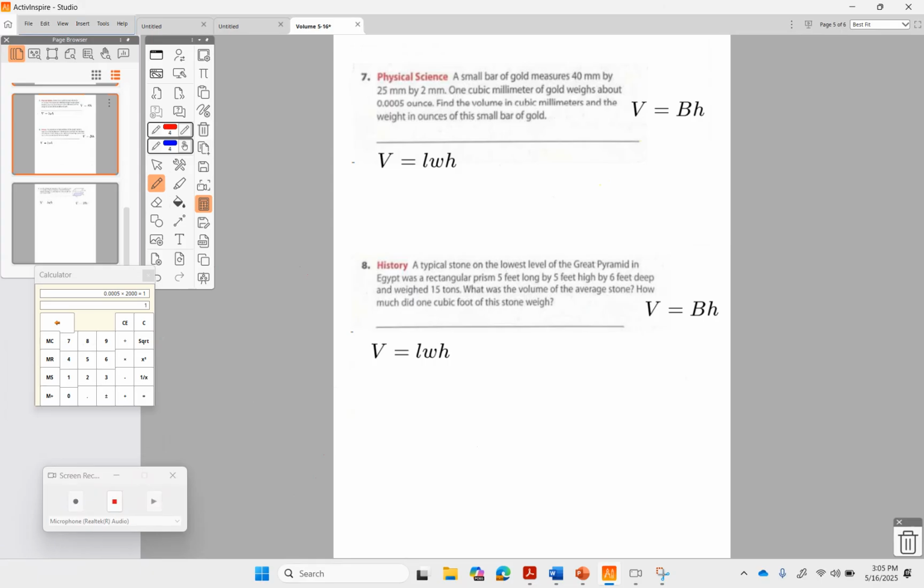A typical stone on the lowest level of the Great Pyramid of Egypt. Okay, so remember we have like the pyramid and here are the stones. So we're going to just talk about one stone. Was a rectangular prism, 5 feet. Oh, so let's move this over here. So it actually would look like that, right? It'd be 5 feet long. Oh, now they're going to tell me by 5 feet high, by 6 feet deep.